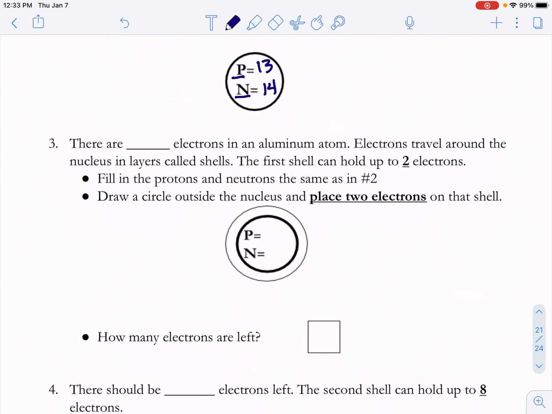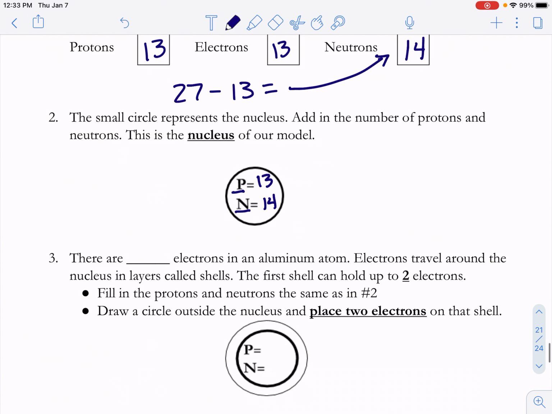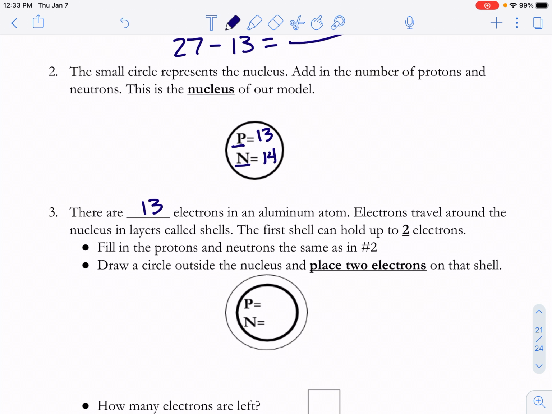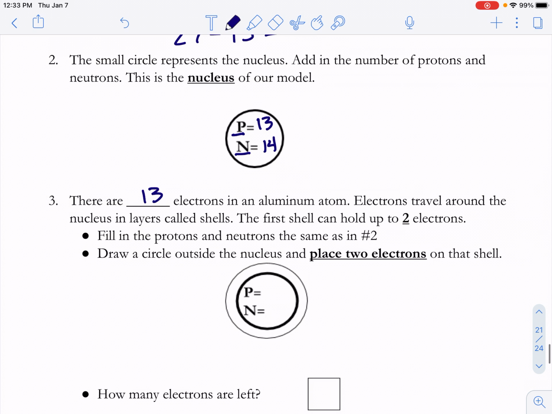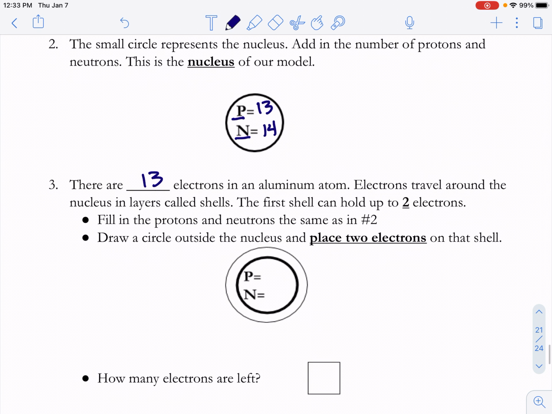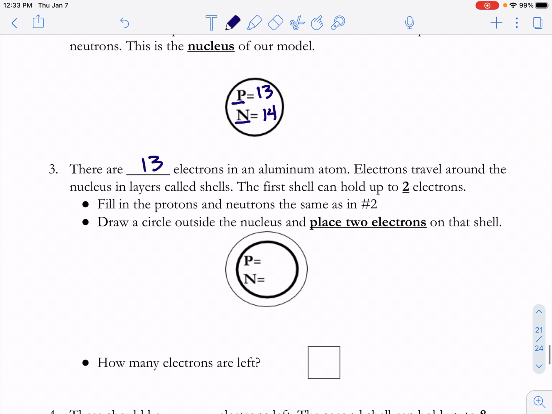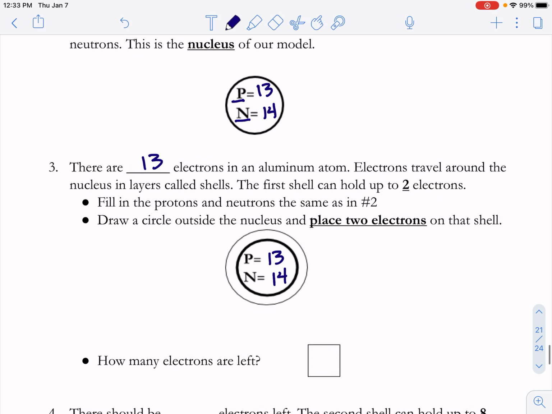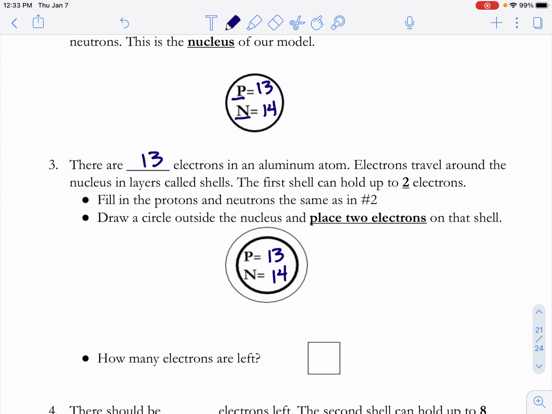Let's go to 3. How many electrons do we have again? We have 13. It's just a little fill-in-the-blank practice. 13 electrons in an aluminum atom. Electrons travel around the nucleus in layers called shells. The first shell can hold up to 2. This is a repeat from before. So we're going to fill in the protons and neutrons the same as we did in number 2. We're just building on steps here. 13, 14. Now we have to put 2 electrons in the first shell.